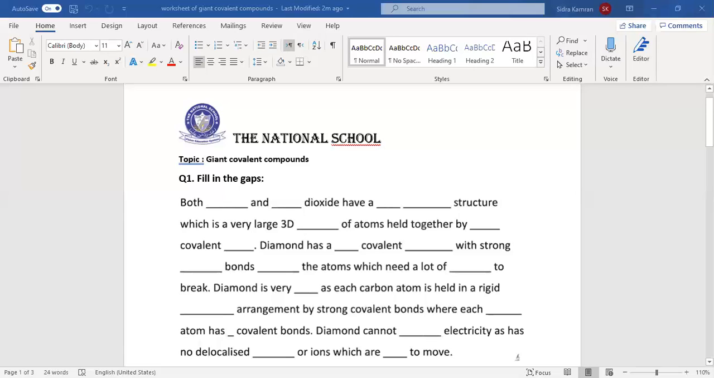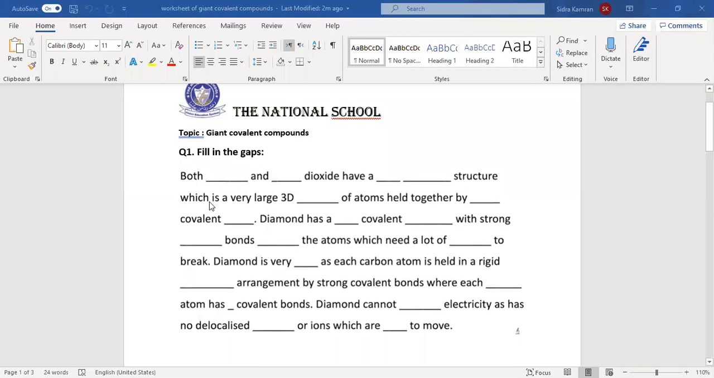Today we are going to discuss the worksheet that I have shared with you. The topic was giant covalent compounds. You have to fill in these blanks.